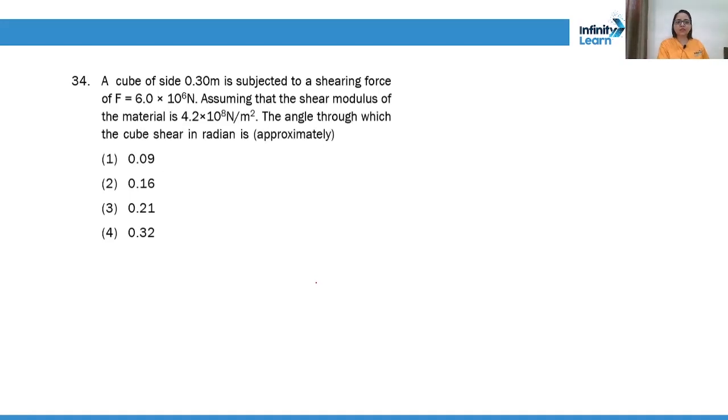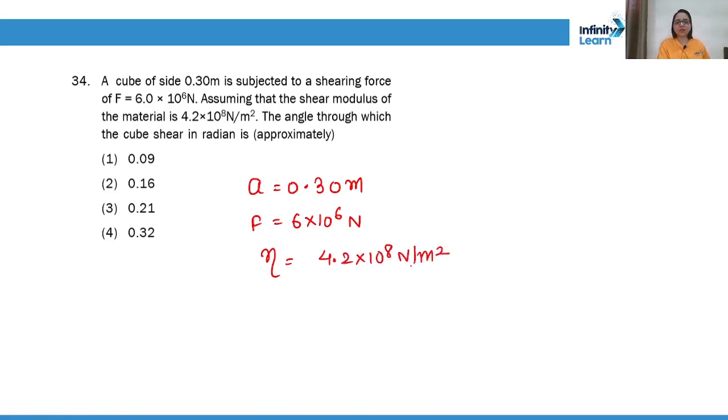Question number 34. A cube of side 0.30 meter is subjected to a shearing force F, 6 into 10 power 6 Newton, assuming that the shear modulus of the material is 4.2 into 10 power 8 Newton per meter square, the angle through which the cube shears in radians is approximately? So eta is F upon A theta. So theta will be F upon A eta.